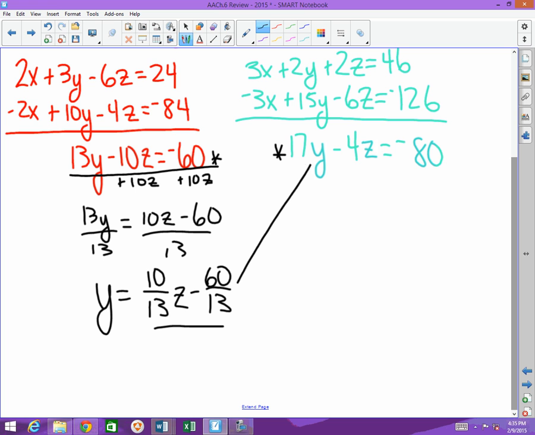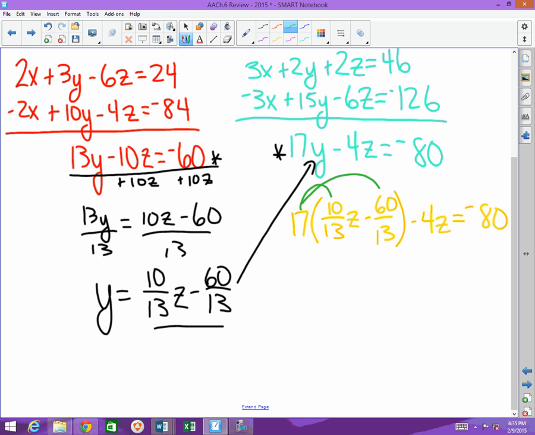This then must be substituted in for y into the other equation. So now you have 17 times 10/13 z minus 60/13, minus 4z equals negative 80. Then distributing, that would be 170 over 13z minus, and now we have 60 over 13 times 17, which should be a negative 1020 over 13, minus 4z equals negative 80.